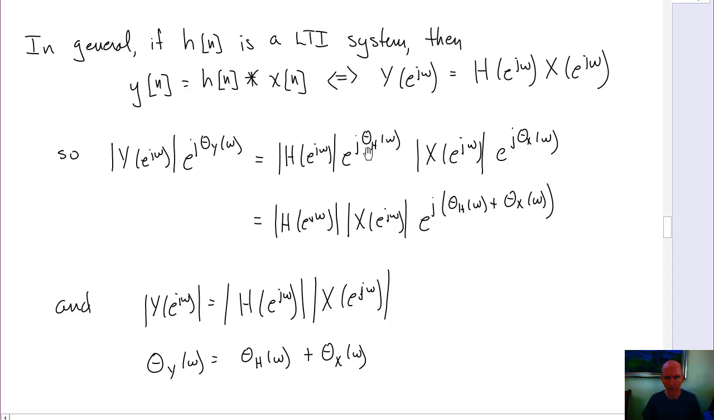Now, let's take these and put the magnitudes together. And of course, these are exponentials, so we add the exponents to get them together. And now the two sides of the equation have to be the same. So the magnitude on the left side has to be equal to the magnitude on the right side. In other words, the magnitude of y has to be this multiplication, and the phases have to be the same too. So the phase of y is just the sum of the phase of h and of x.